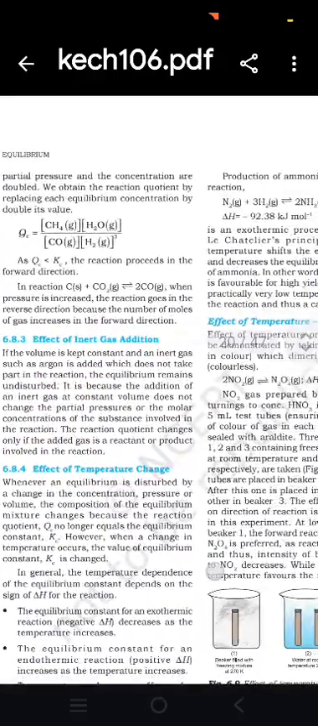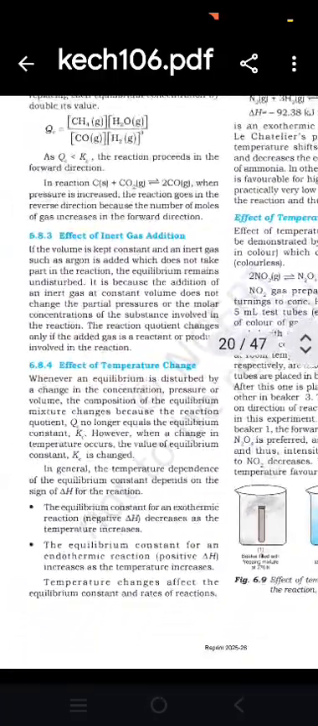Effect of inert gas addition. If the volume is kept constant and an inert gas such as argon, which does not take part in the reaction, is added, the equilibrium remains undisturbed. It is because addition of an inert gas at constant volume does not change the partial pressures or molar concentrations of the substances involved in the reaction. The reaction quotient changes only if the added gas is a reactant or product.